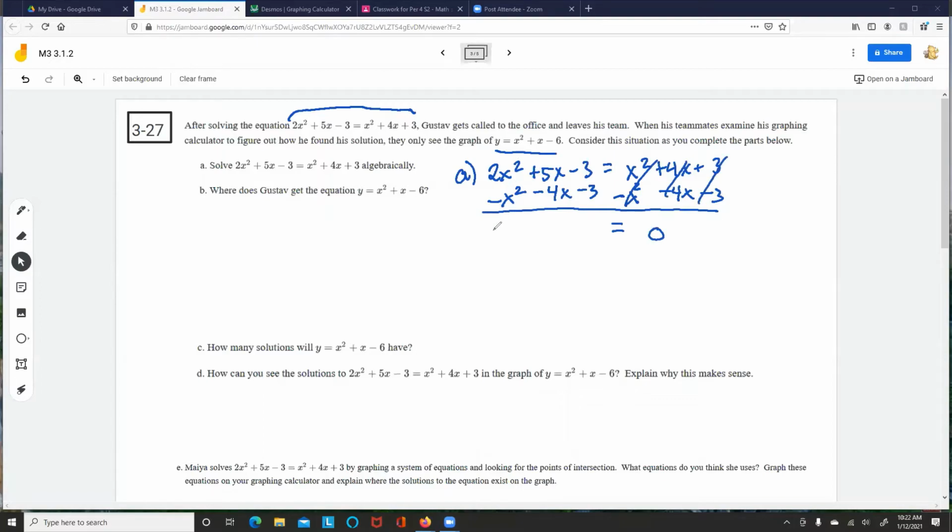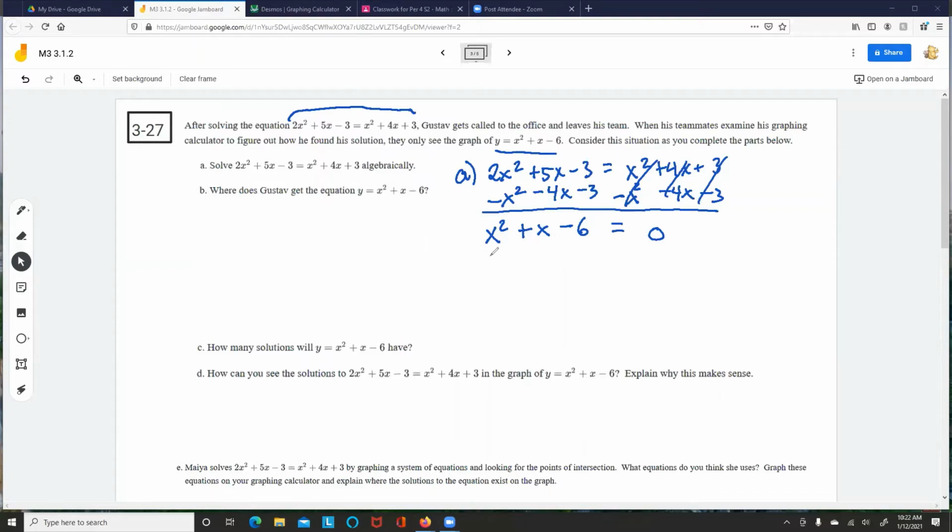So 2x squared minus x squared, that's x squared. 5x minus 4x is x. Minus 3 is minus 6. Okay. And let me make sure that's correct. I feel like I got something else. This is problem 27. Okay, all right, that should be correct.